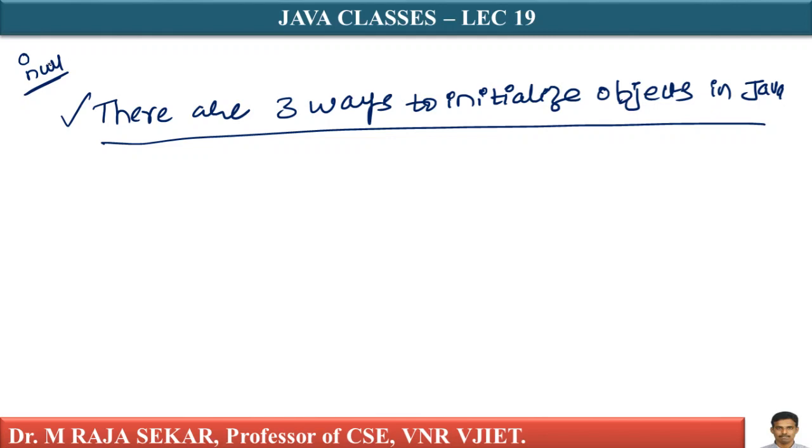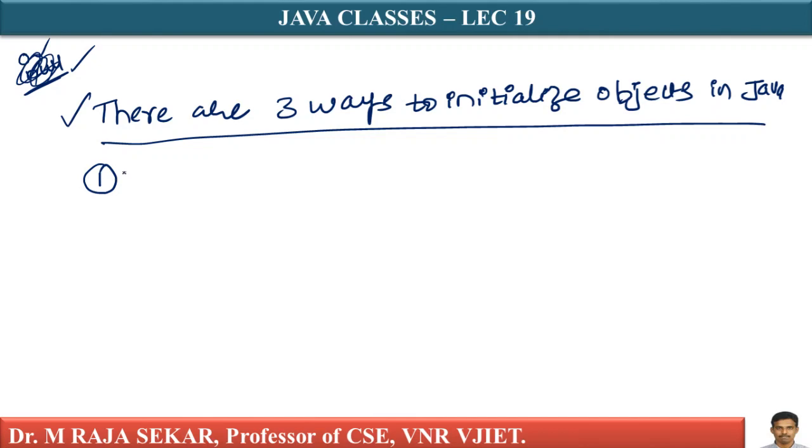In that class we were printing an integer type variable and a string type variable. If I print, I am getting 0 and null. But what is the reason? We have not initialized the object. Now there are three ways to initialize objects in Java.